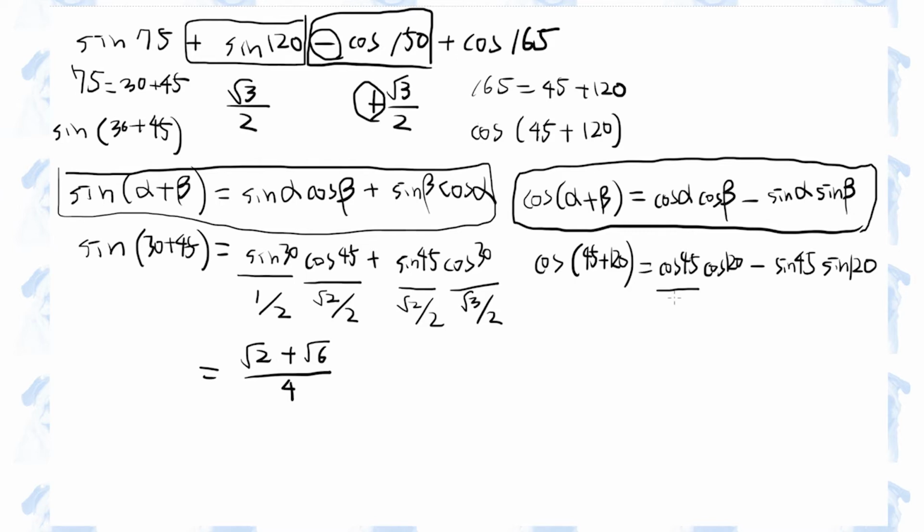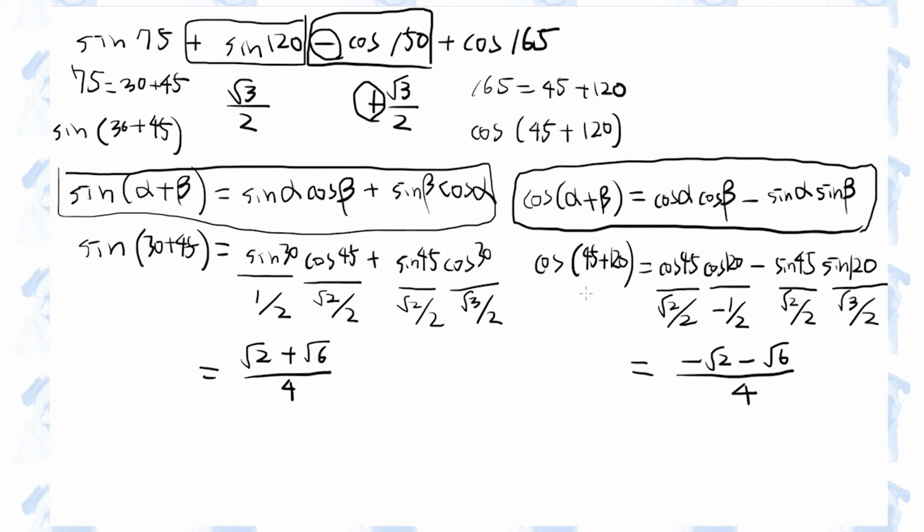Cosine 45 degrees is root 2 over 2. Cosine 120 degrees is minus 1/2. Sine 45 degrees is root 2 over 2. Sine 120 degrees is root 3 over 2. So cosine of 45 plus 120 degrees is minus root 2 minus root 6 over 4.